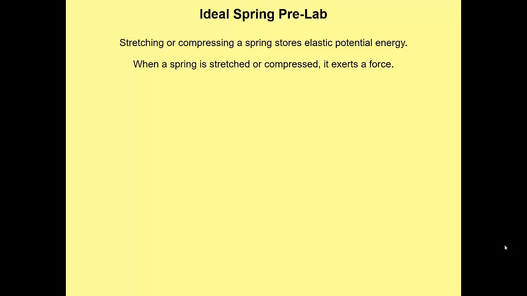So, as you of course would know, you have to stretch or compress a spring in order to store any elastic potential energy. It doesn't have any ability to produce change unless it's stretched or compressed. Now, why does it have that stored elastic potential energy when you stretch it or compress it? Because it tends to pull back to its original shape, right? It exerts a force when it's stretched or compressed.